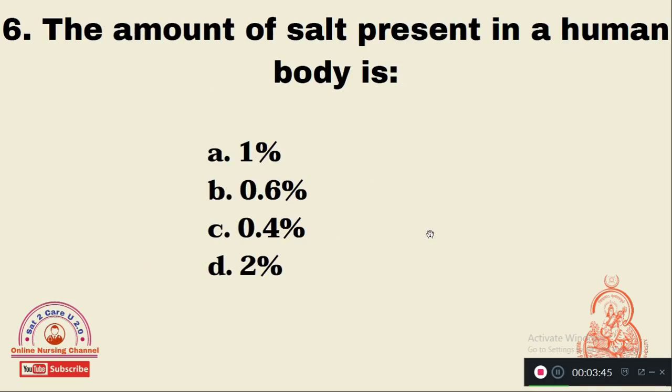Move on to sixth question. The amount of salt present in a human body is option A, 1%, option B, 0.6%, option C, 0.4%, option D, 2%. The right answer, 0.4% salt is present in a human body.